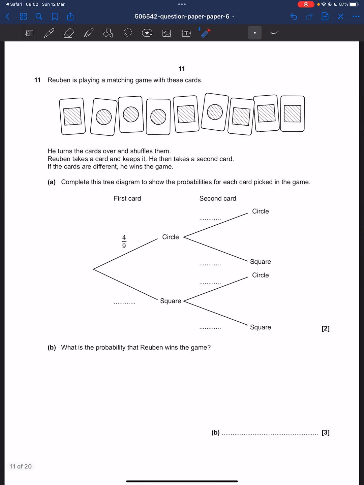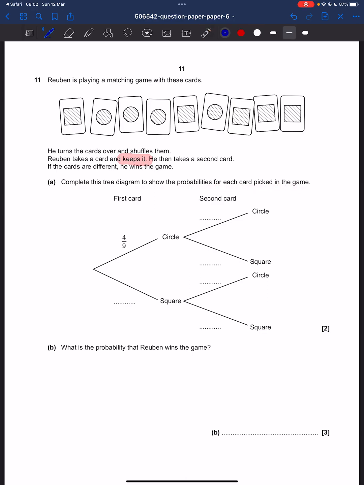Okay. Ruben is playing a matching game with these cards. 9 of them: 4 circles, 5 squares. He turns over the cards and shuffles them. Takes a card and keeps it. Takes the second card. If the cards are different, he wins the game. He keeps it, that's important there. Complete the tree diagram to show the probabilities for each card picked.